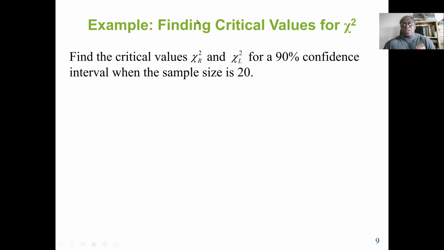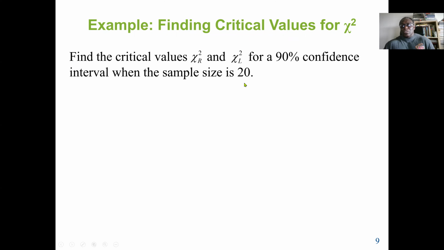So let's do an example for the critical value. As we saw, to the left is 1 minus C divided by 2, to the right 1 minus C divided by 2. Then the brown area in the middle will be our C value. So here, for example, we say find the critical values for chi-square right and chi-square left for a 90% confidence interval when the sample size is 20.